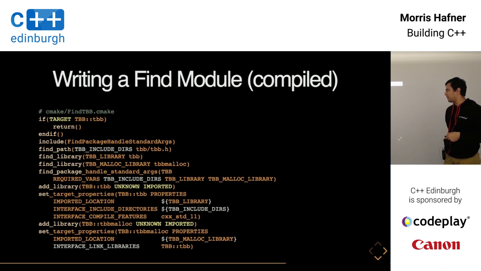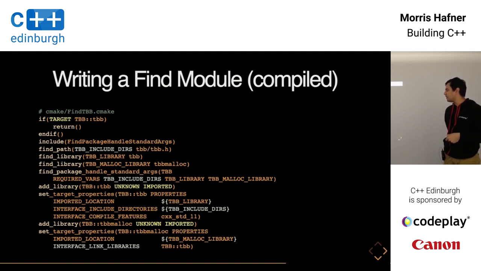And then I add my library, tbb. I don't know if it's a static or shared library, and I don't care, so I say UNKNOWN. And it's IMPORTED because I don't own this thing. And then I set the target property. I set the IMPORTED_LOCATION of my tbb library to the variable I just found. The rest is the same. I set the include directory to the tbb include dir, and it's a C++11 library.